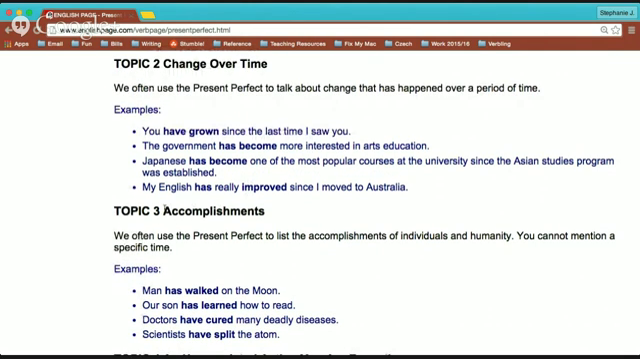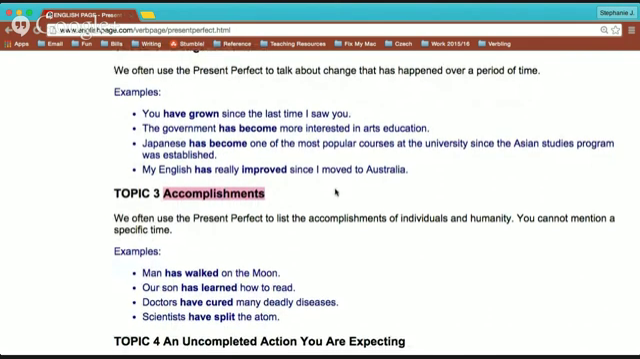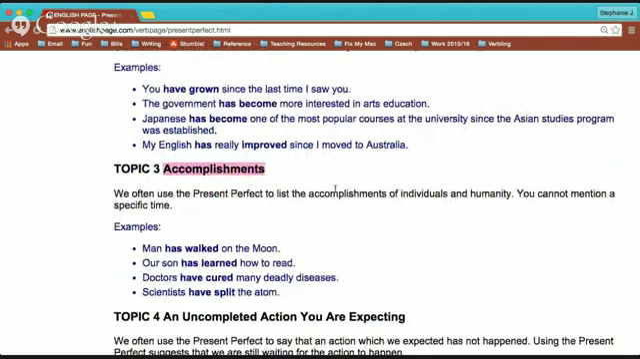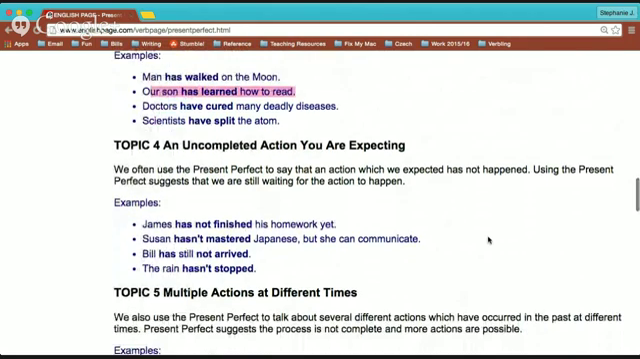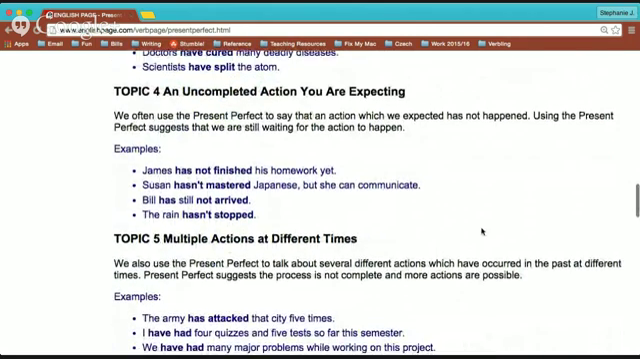Topic 3 is accomplishments. When you talk of something that you have accomplished, you'll use the present perfect. So, man has walked on the moon. Our son has learned how to read, and so on. Another topic, topic 4, an uncompleted action you are expecting. So if you're expecting it to happen, but it hasn't happened yet, you may use, James has not finished his homework yet. We have not completed our yet.